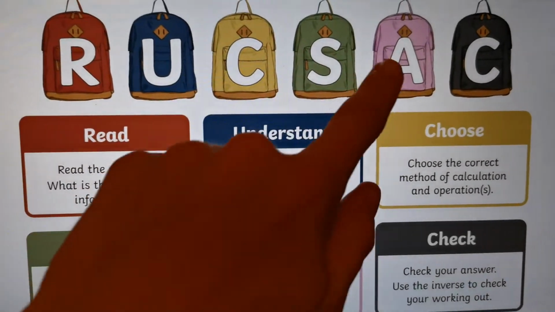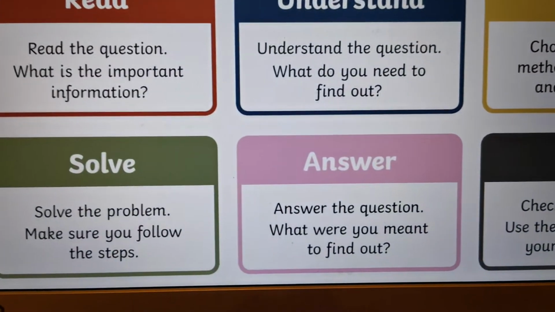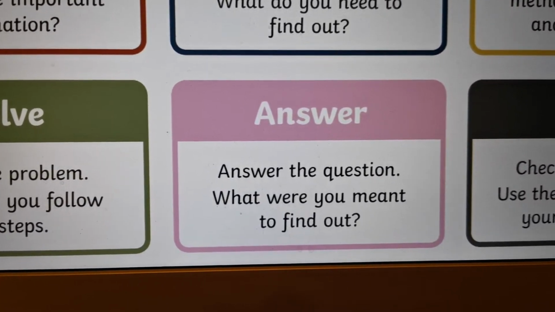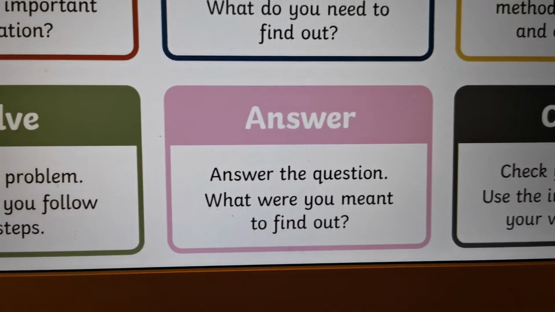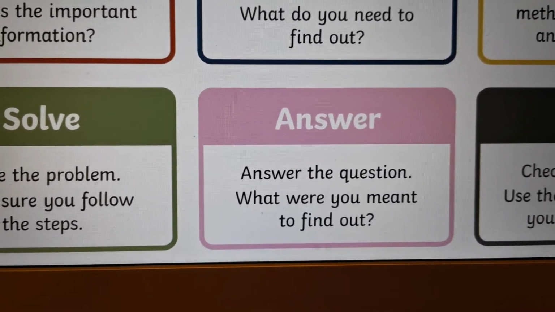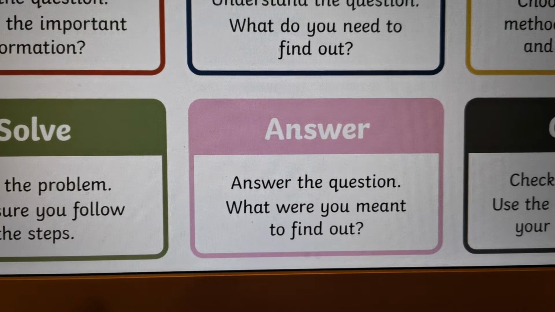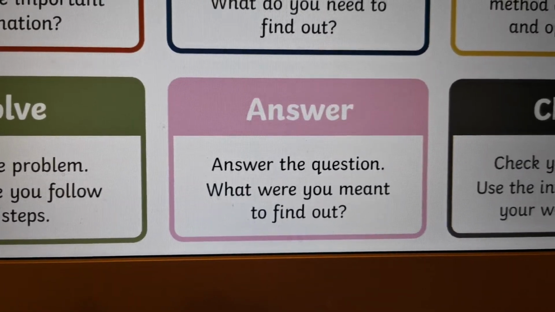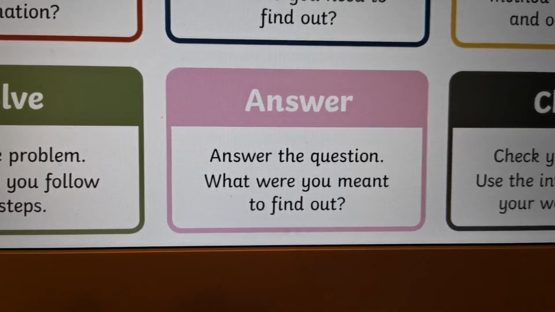Then comes the A, which stands for answer. Answer the question. What were you meant to find out? All right, so that's where you write your answer. How many cookies were left? 37. All right, you need to write the answer. And what is it? 37 cookies. It's not 37 flowers or 37 cupcakes.